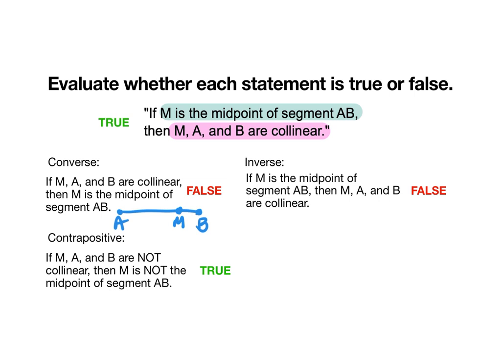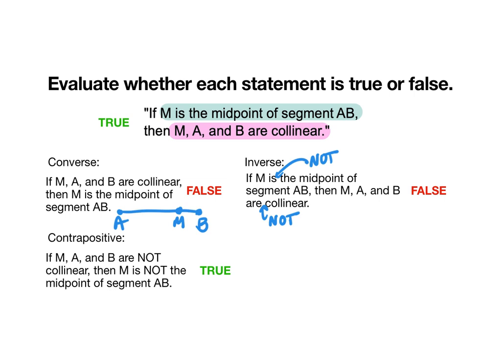The inverse is false as well, but I first have to put in the word not. If M is not the midpoint of segment AB, then M, A, and B are not collinear. Let's take a look at that.